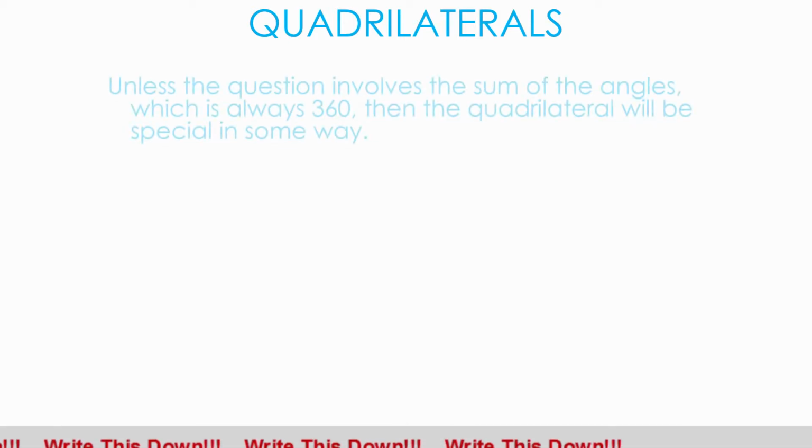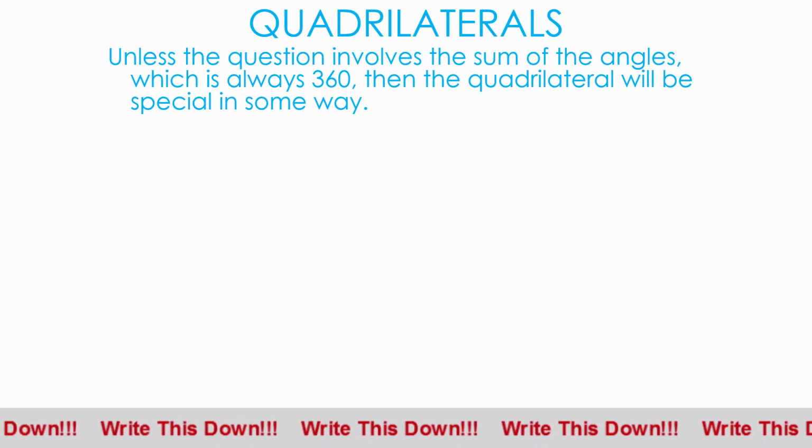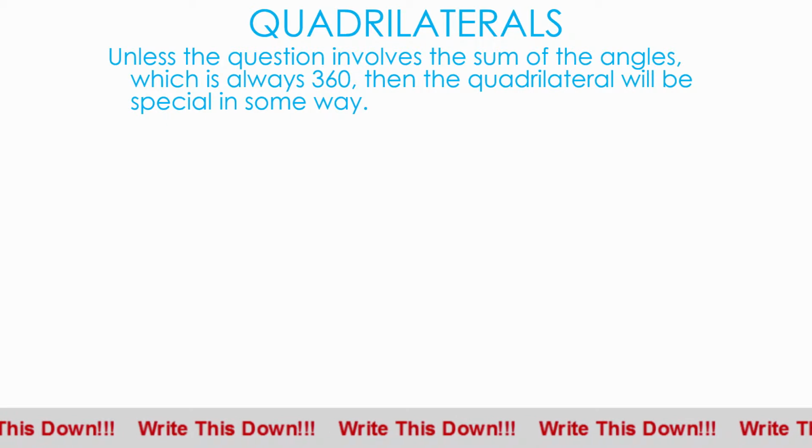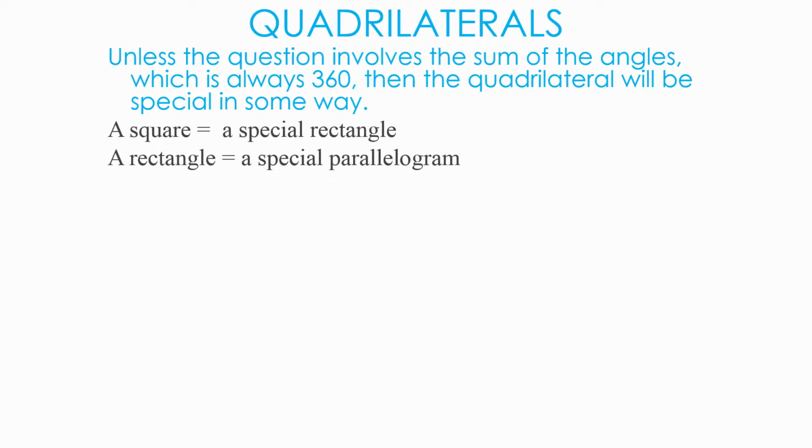Okay, now it's time to talk about quadrilaterals. There will be a lot of them on this test. But unless the question involves the sum of the angles, which is always 360 degrees, the quadrilateral will be special in some way. The most commonly encountered quadrilaterals on this test are parallelograms, squares, and rectangles. You can think of a square as just a special rectangle, and a rectangle is just a special parallelogram.